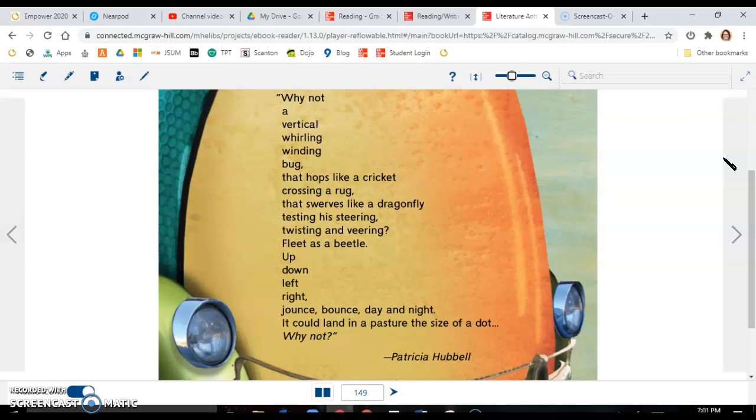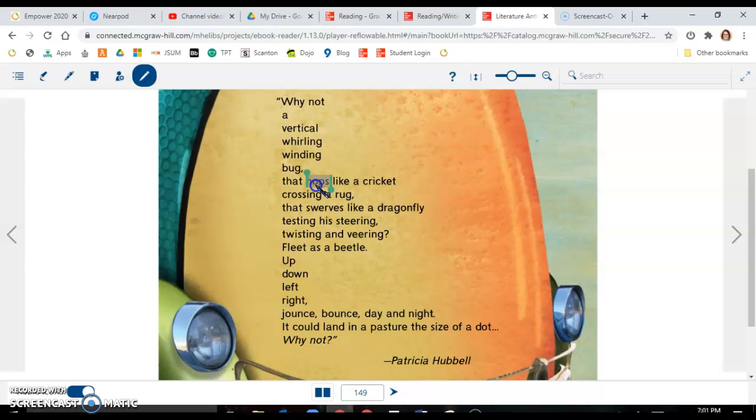Why not? So I see here that my author uses some really cool figurative language. For example, it hops like a cricket, or swerves like a dragonfly. All of these things help me to understand.